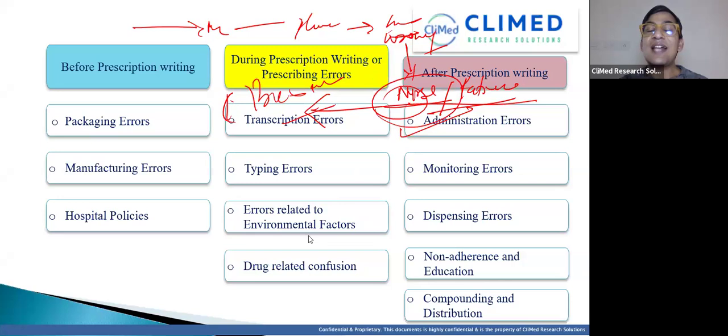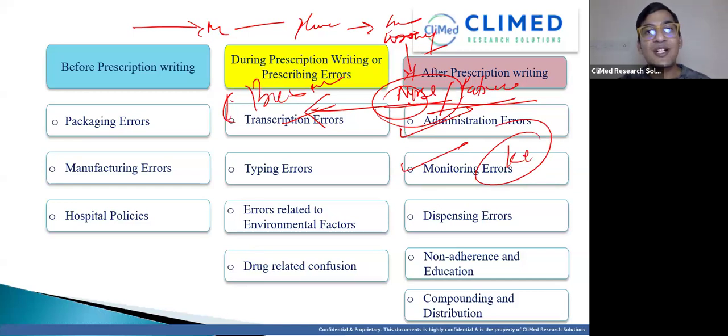So that is an administration error. Even the patient and the patient's attendees don't know what is dispensed and what the patient has to take. Then monitoring errors: when to give, how to monitor, what to monitor. If we are giving diuretics, we have to monitor potassium. Nurses don't monitor properly. Sometimes the clinical pharmacist is not looking into or auditing the prescriptions properly.